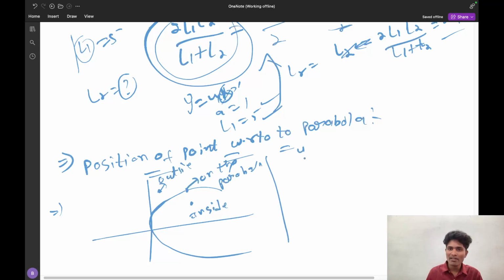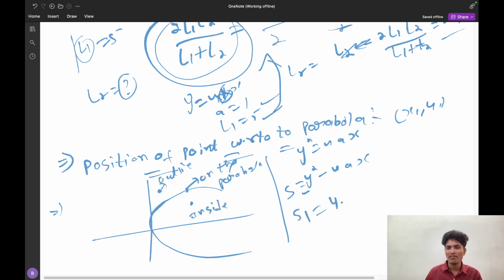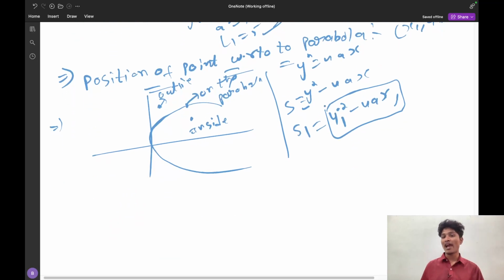Now we know the equation y square equal to 4ax, and y square minus 4ax is called S, a notation I already discussed. So now I have to substitute the given point. Suppose the point is x1 comma y1. I have to substitute, that is S1, that is y1 square minus 4ax1. If I substitute and find the answer, this value will decide whether the point is inside, on the parabola, or outside.